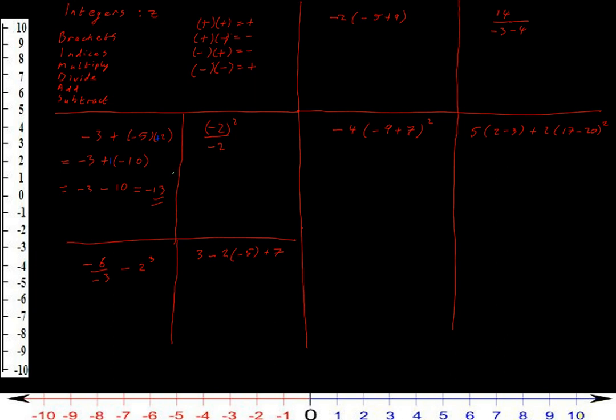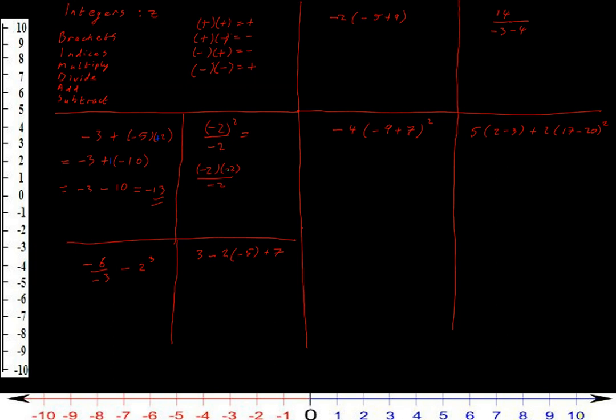Now, let's have a look at this problem here. I have division that I can see, and I have an indice. I have a little number in the top right hand corner, and that tells me how many times I'm multiplying this -2 by itself. So the bracket tells me that this is just working on the -2 up on top. So let's write that out. I have -2 multiplied by itself twice, all over -2.